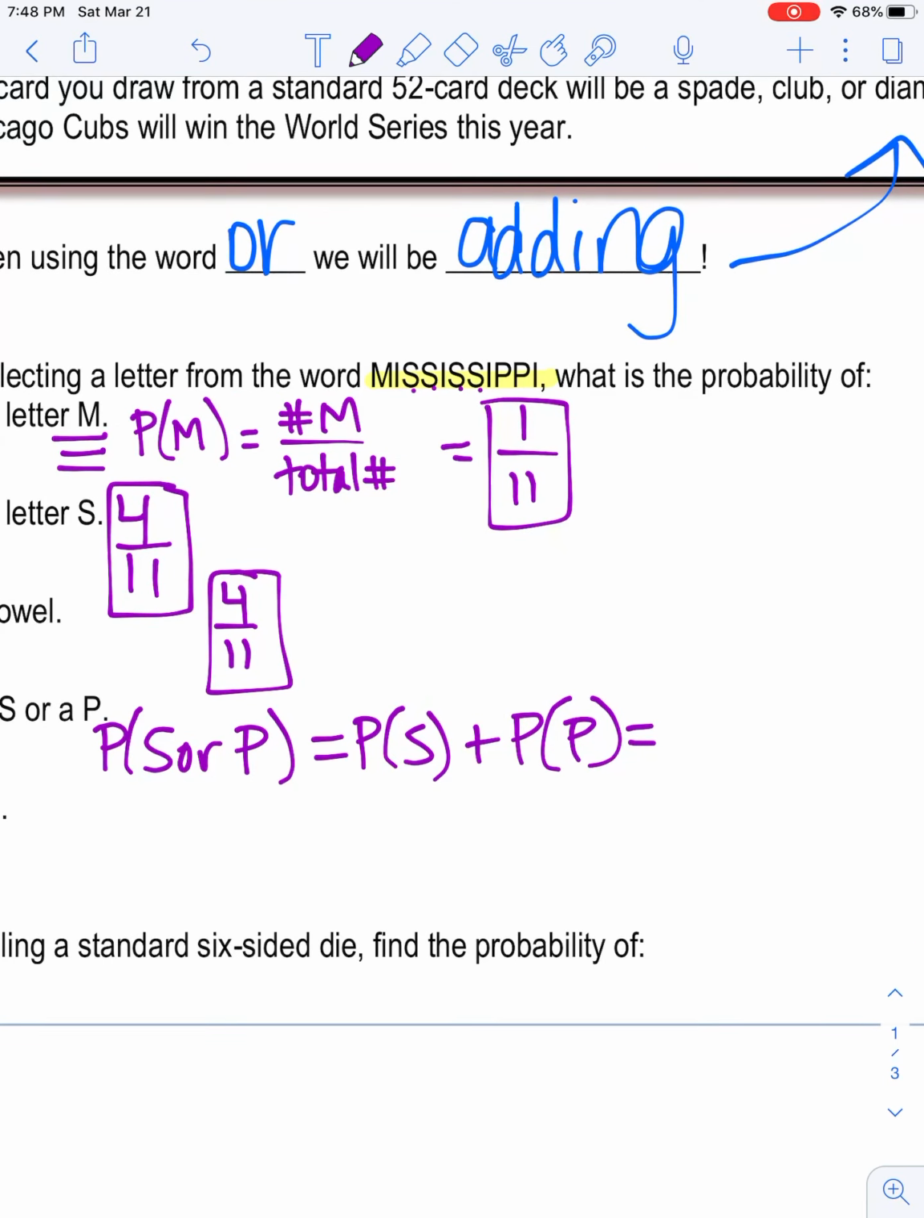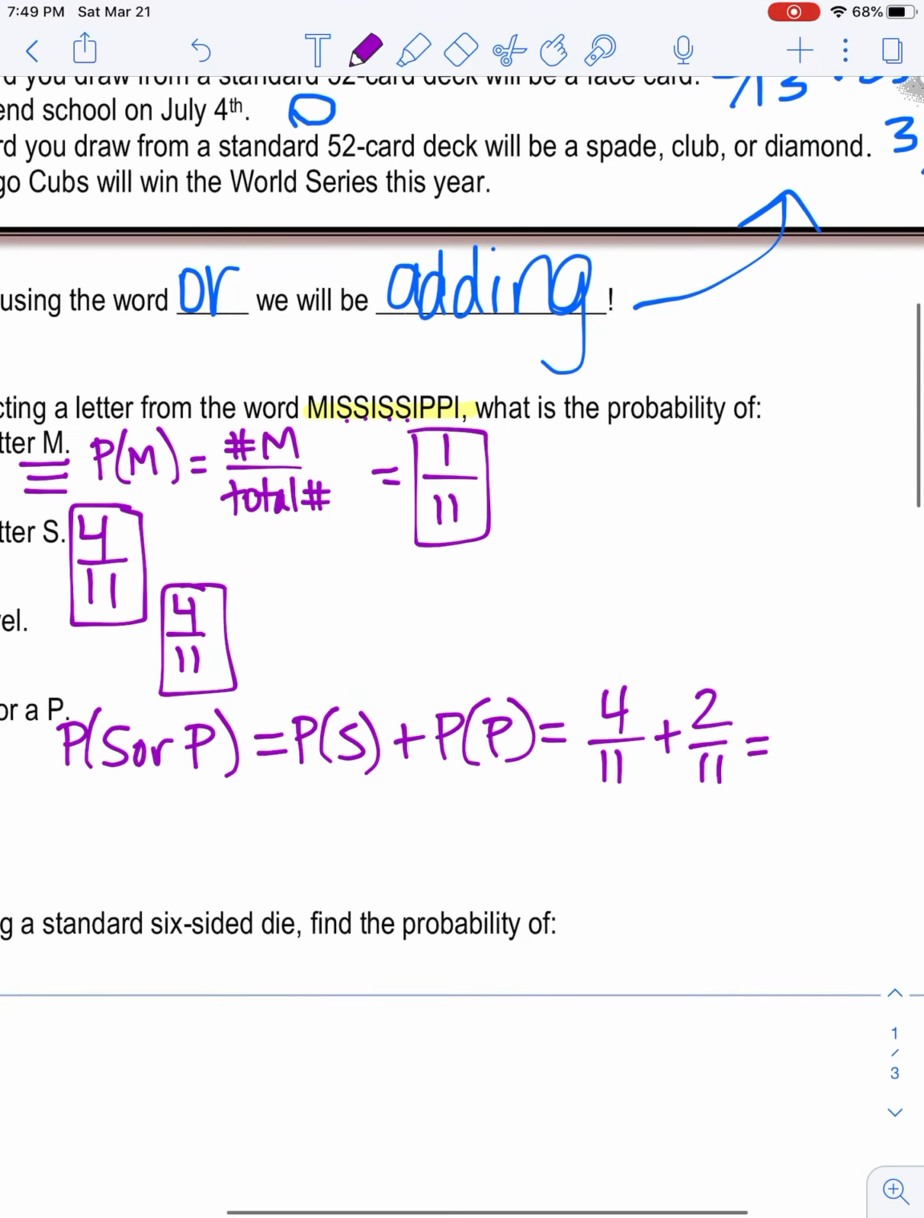So we already said that there are 4 S's. So 4/11 is that probability. And it looks like there are 2 P's. And we already have a common denominator. So 4 plus 2 is 6. And our answer is 6/11.